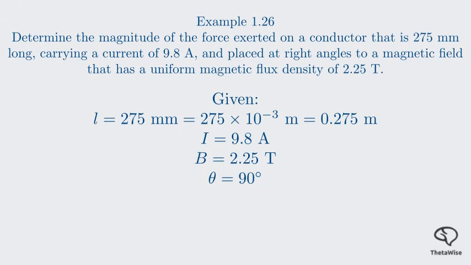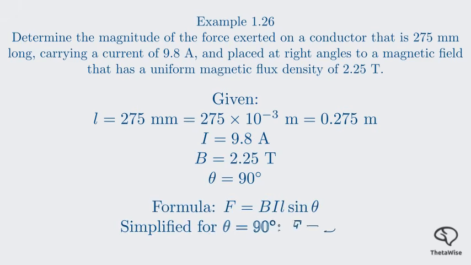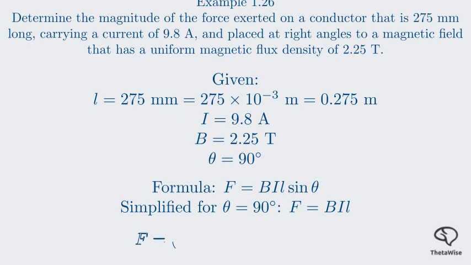Now we select the appropriate formula. Since the conductor is at right angles to the field, we can use the simplified formula. The simplified formula is F equals B times I times L. This is because the sine of 90 degrees is 1, so it drops out of the equation. The next step is to substitute the given values into the formula and solve for the force F. Plugging in our values, F equals 2.25 times 9.8 times 0.275. Calculating this gives us an answer of 6.06375 newtons.